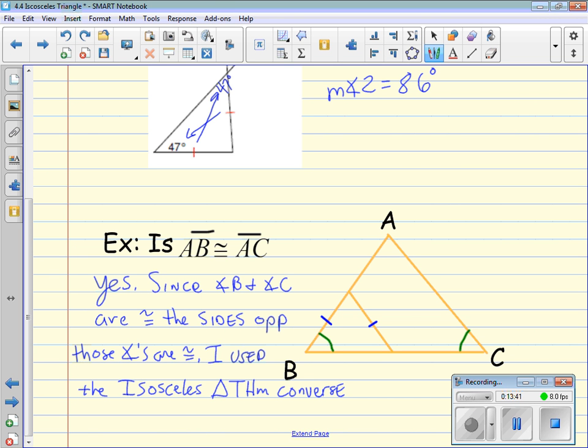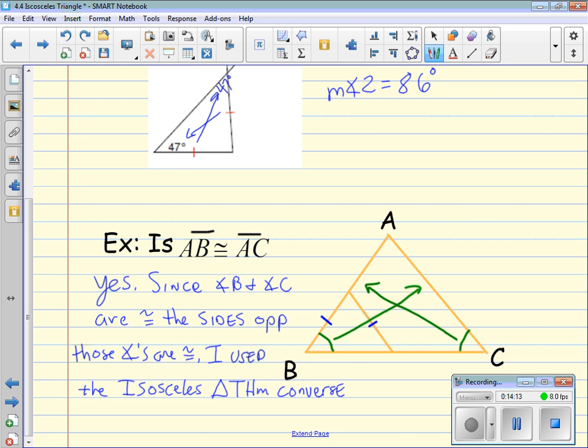Okay, see if you follow my logic here. I say yes, they are congruent. Since angle B and C are congruent, the sides opposite them are congruent. So I'm going to reach all the way past that distracting line that's just placed there for no reason, and I'm going to reach all the way across here and point to that one. And so those two sides that they're asking about, AB and AC, are congruent. I use the Isosceles Triangle Theorem Converse as my authority to say that those things are congruent.